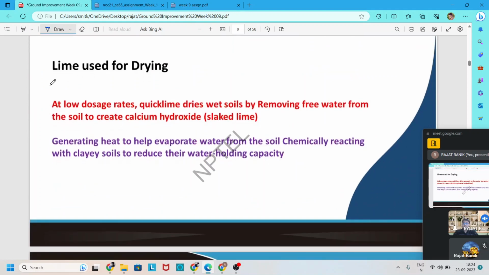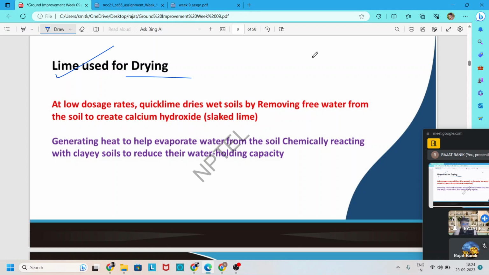The first one is lime used for drying. That means, how is it used for drying? It is discussed that at a low dose rate, quicklime dries wet soil by removing free water from the soil to create calcium hydroxide. That means it is slaked lime. We know that lime is very affectionate in water. When we apply the lime in wet soil, it quickly reacts with water and forms calcium hydroxide.